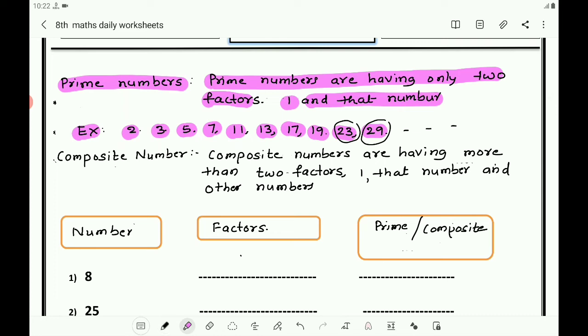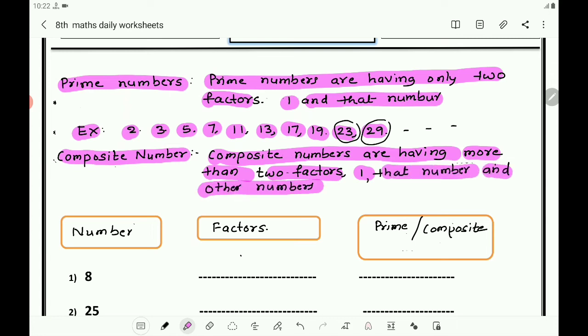Next, the opposite of prime number is composite number. Composite numbers are having more than two factors. They are divisible by 1, that number, and other numbers also. So, composite numbers are having more than two factors: 1, that number, and other numbers.